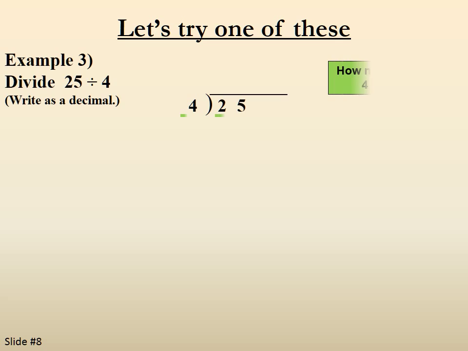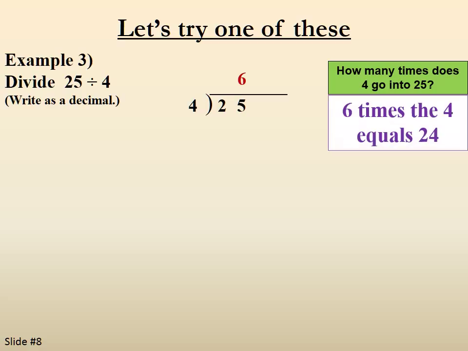So let's take 25 and divide it by 4. Instructions: write as a decimal. Okay. Since there's no rounding instructions, I assume it's either going to end or it's going to start repeating. First thing I need to know is how many times does 4 go into 25? Well, it goes in 6 times. 6 times 4 gives me 24. And now I subtract, and I get a 1.